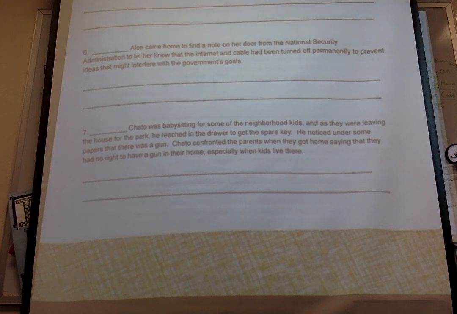So what amendment deals with this? And was the government in the right or wrong? Did they exercise their right to the amendment, or are they violating it? Pause it.